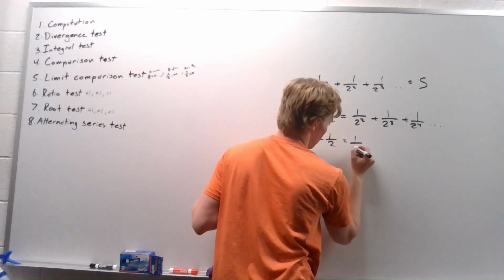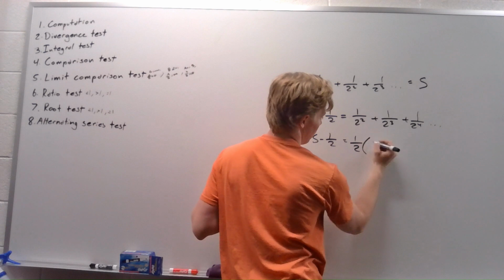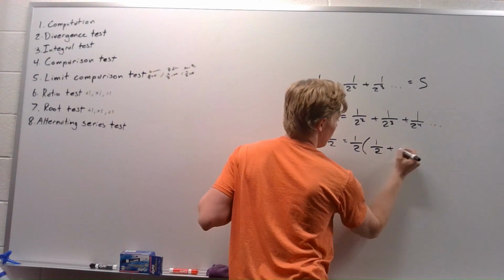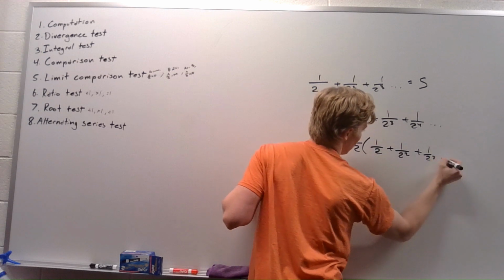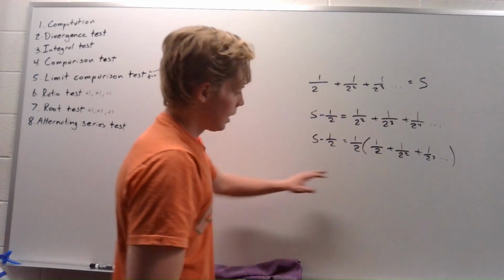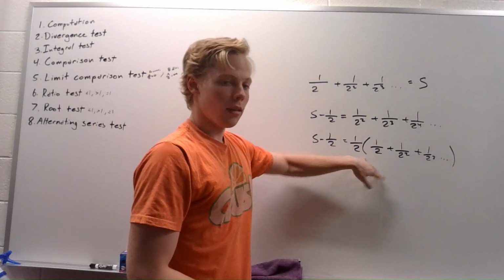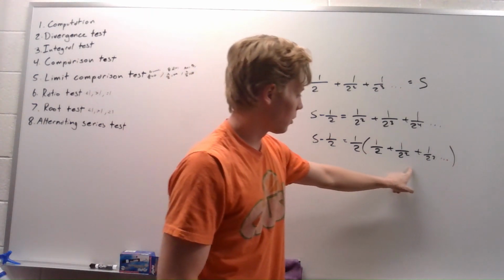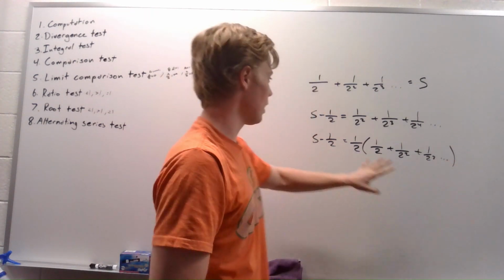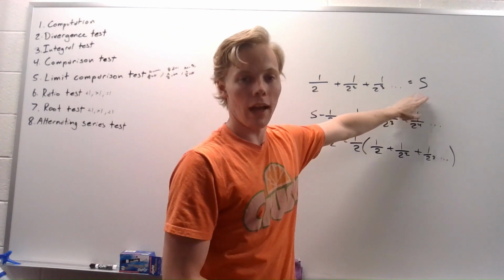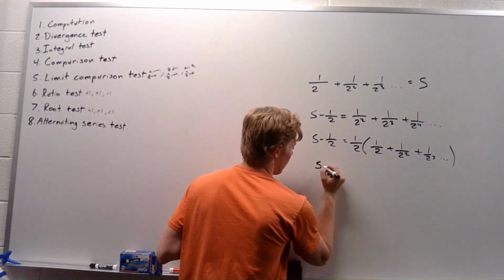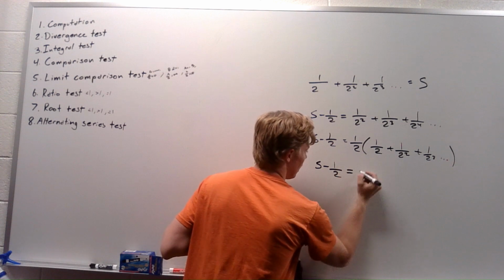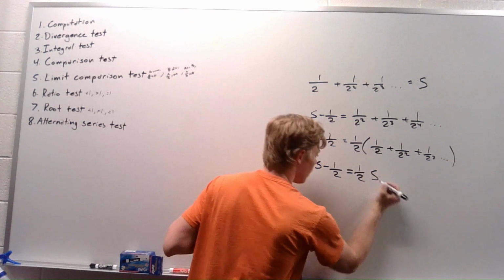So let's pull out a 1 over 2. So now you have 1 over 2 there, plus 1 over 2 to the 2, plus 1 over 2 to the 3, and so on and so forth. And if you realize, this 1 over 2 plus 1 over 2 to the 2 plus 1 over 2 to the 3 is our original s. It showed back up. So what we showed here is s minus 1/2 is equal to 1/2 s.